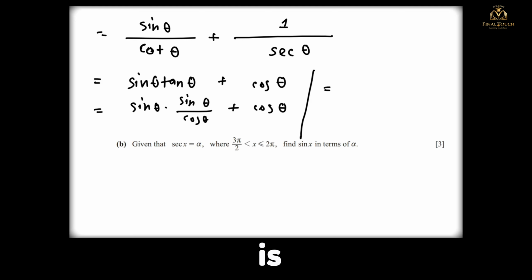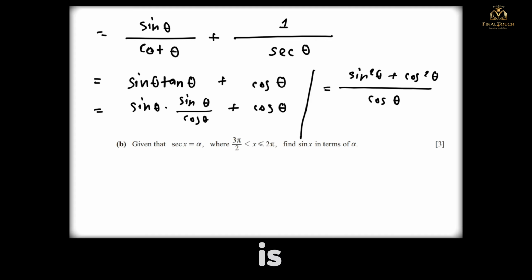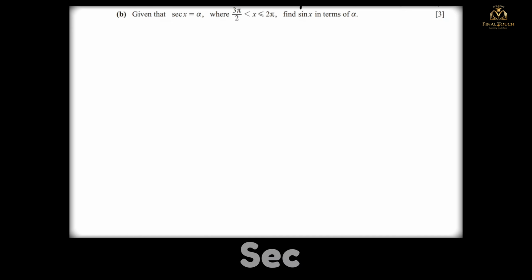The next step is to just carry out an LCM. We end up with cos theta and then sine squared theta plus cos squared theta, which is eventually 1. So we get 1 by cos theta, which is sec theta. Thus proven.